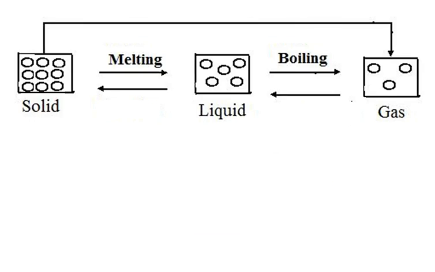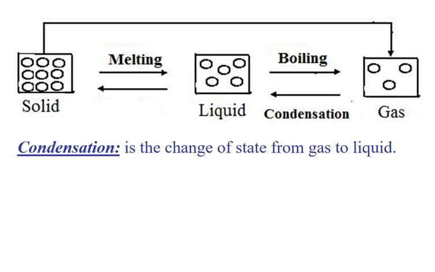If we were to go the other way around, we cool the gas down, it will become a liquid. When a gas becomes a liquid, this is called condensation. So condensation is the change of state from gas to liquid. If I continue cooling the liquid, then it becomes a solid, and that is called freezing.